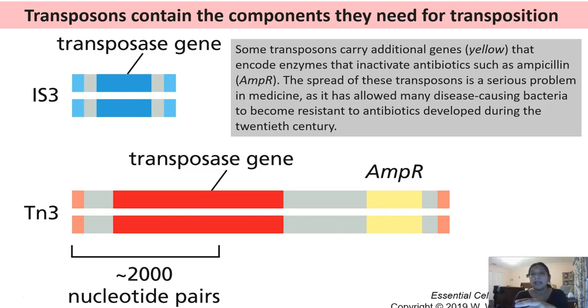And sometimes it can contain genes that are not responsible for anything related to transposition of that transposable element, but actually impart other functions to the organism in which they end up. So for example, here is this Tn3 transposable element, the mobile genetic element. It has your transposase gene, obviously, because that's needed, and then it has an ampicillin resistance gene.